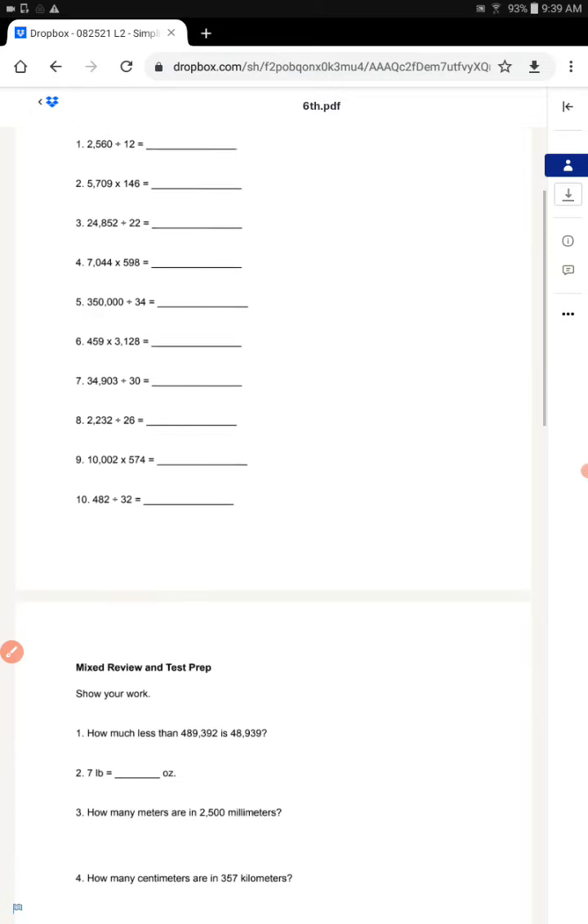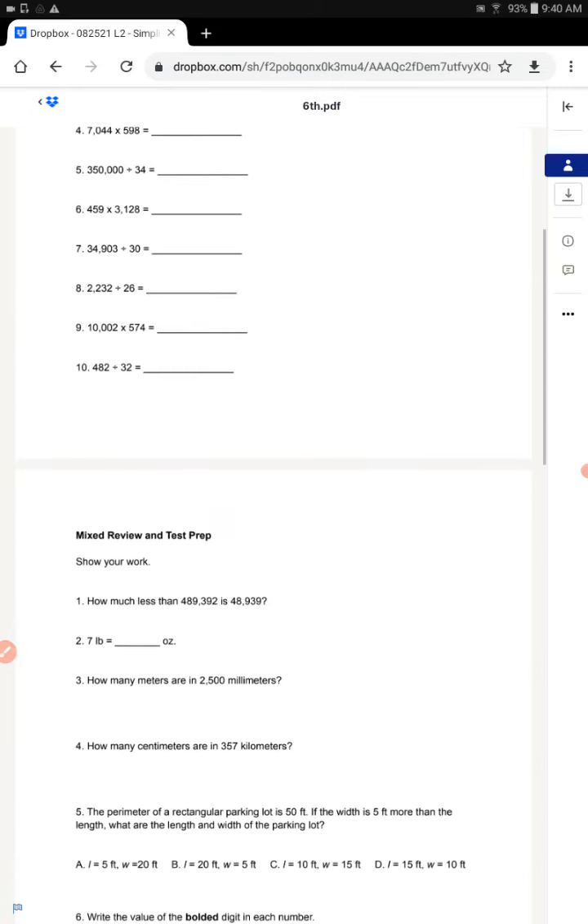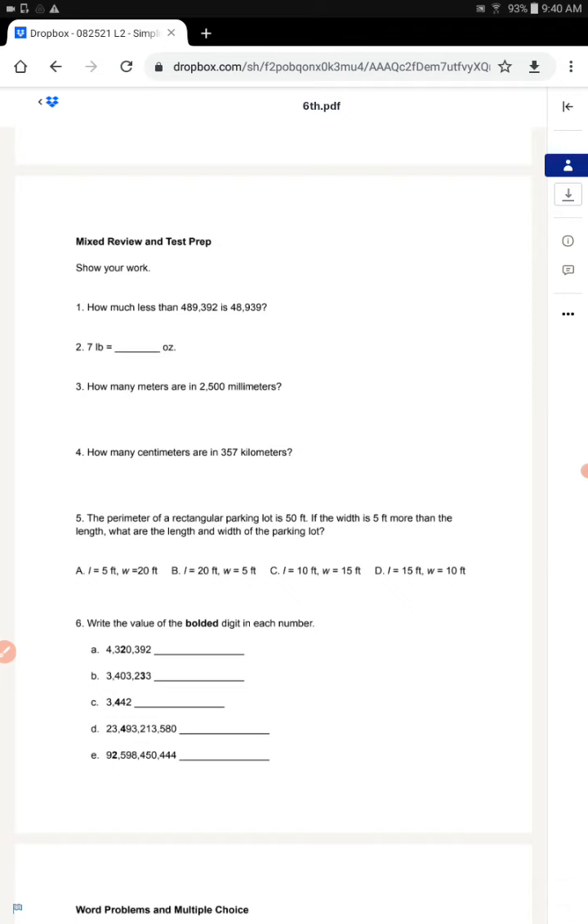So once you're done with all of those, we can move on to the next ones. And let's just do number 1. So how much less than 489,392 is 48,939. So basically what this is asking is how much less is this than this. So it's asking us to find the difference between the two numbers.